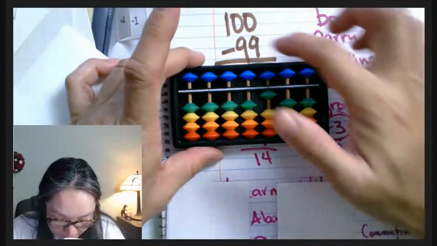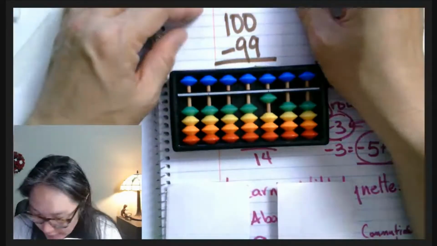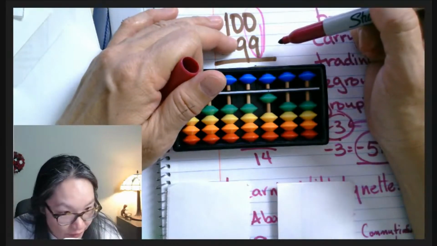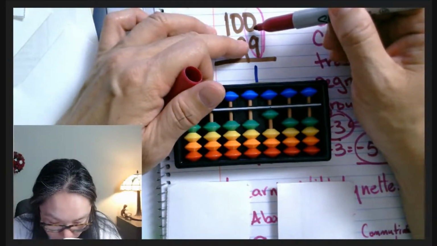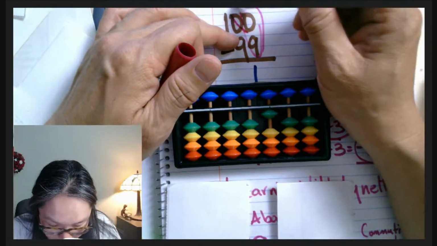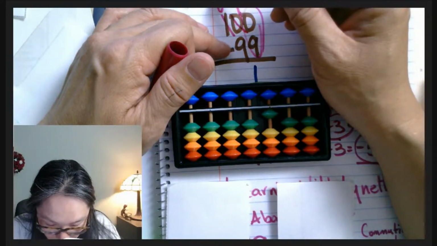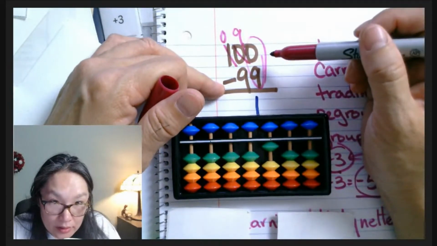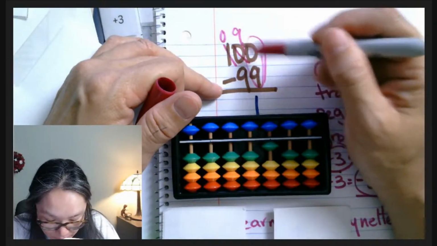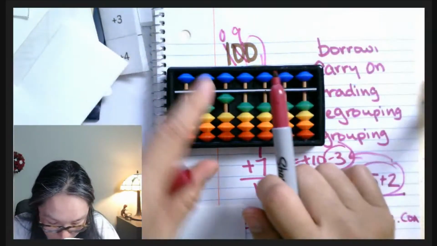Yeah. So, when we do it in regular math, right? We do this first. We have to put the 10 here, cross this out, make this 9, cross this out, make this, right? That's what we do. That's the borrowing and carrying over. But in Abacus, we don't do it that way. In Abacus, we do it left to right. So that's why we do this. We take away the 9.